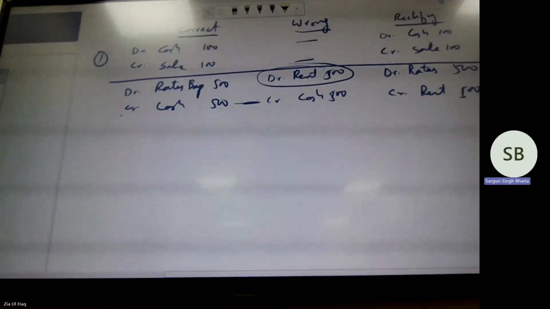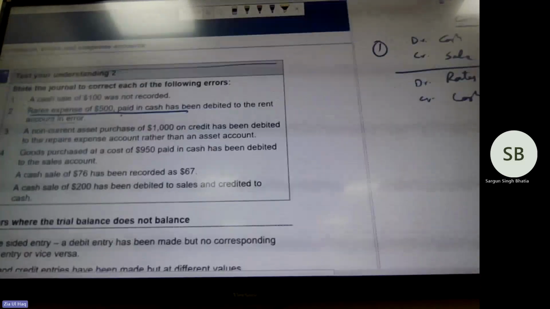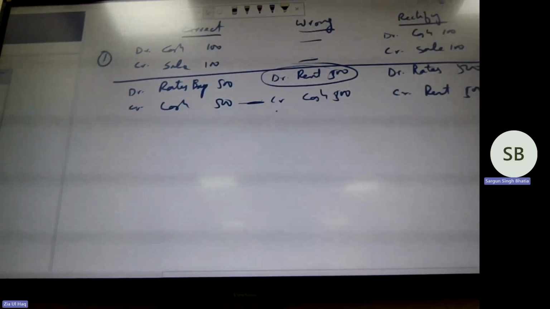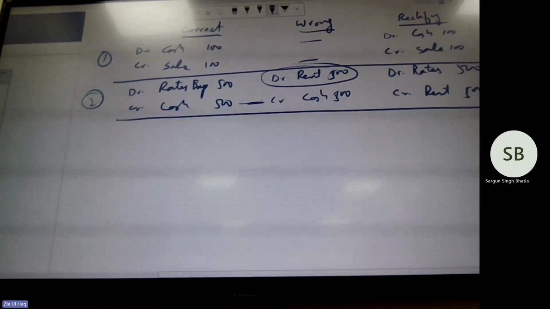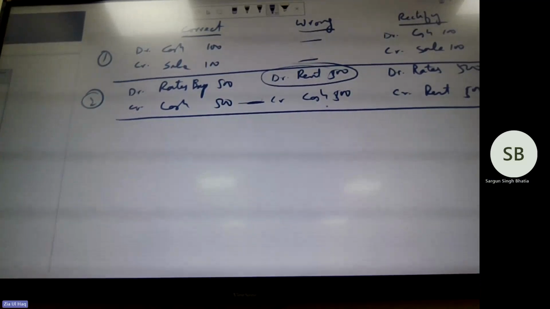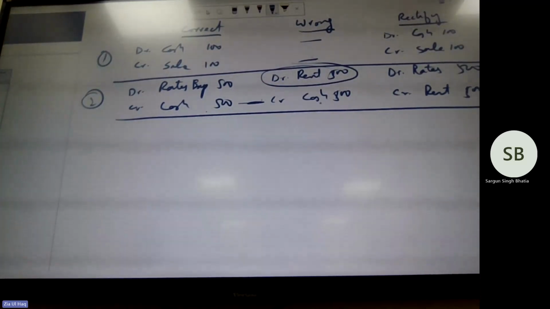It was 500, not 100. Whatever is wrong, we need to rectify it. Whatever is correctly recorded, we do nothing for it. The cash is correctly written. It should be on the credit side, 500. In the wrong entry, it is on the credit side of 500. So we do nothing for cash, but we need to rectify what is wrong.